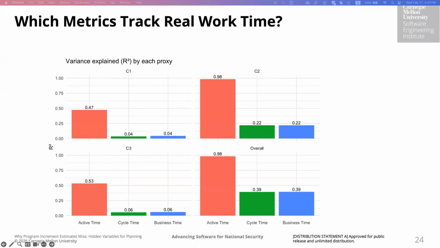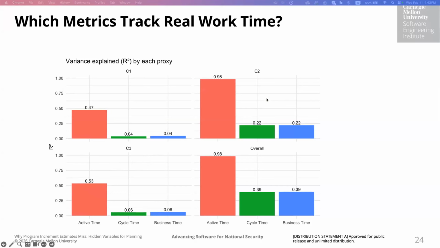So this slide shows the variance explained, or R square, for each of these proxies broken down by cluster and for the overall data. The key point is the cluster specific differences. For small tasks, the C1, the active time explains around 47% of the variance, while the cycle time and business time explain almost nothing. For the medium tasks, once again, we see that the active time explains around 53%, which is much better than the alternatives.